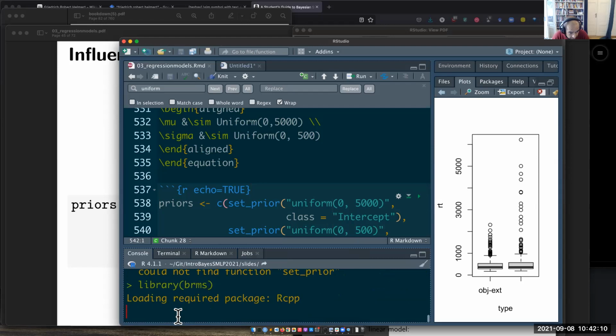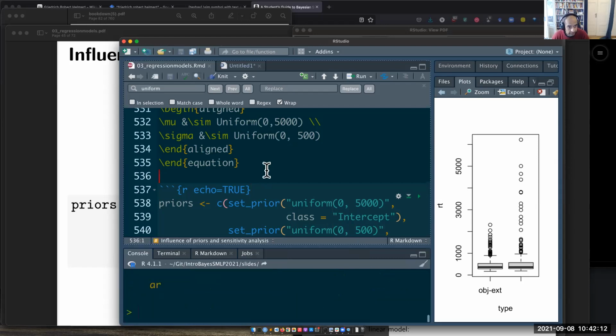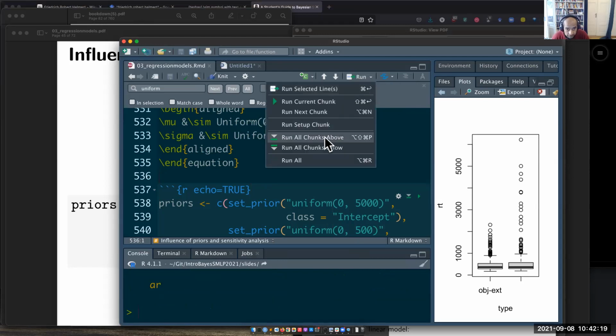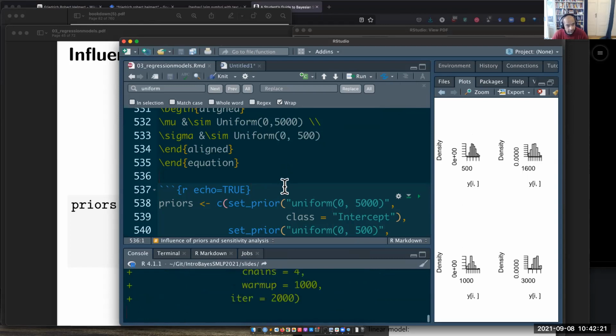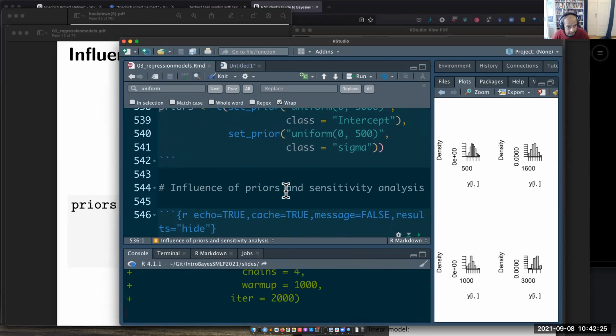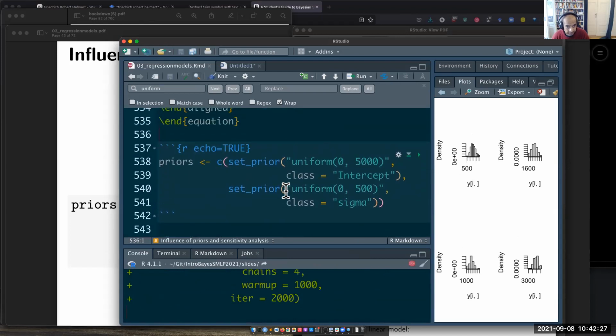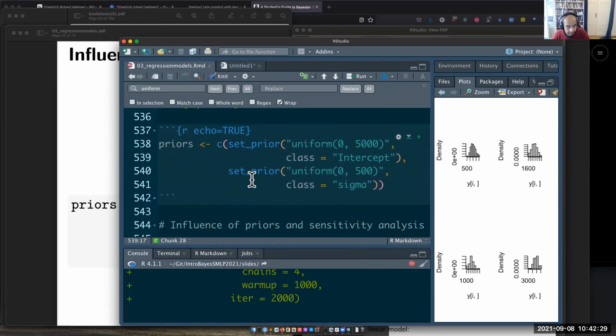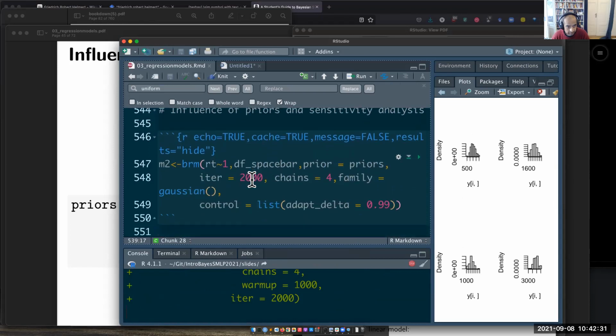brms, right? Let me run all the code that came earlier. Just a second. Run all chunks above. This should work. Right. Just give me a second to get this working so that I can give you the correct model. Yeah, so while this is going on, let's keep going.